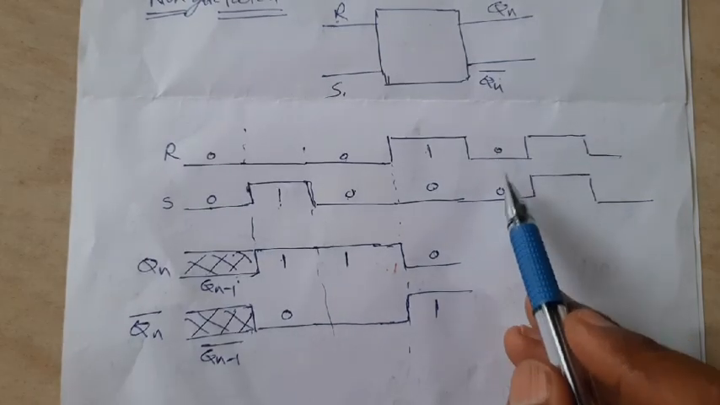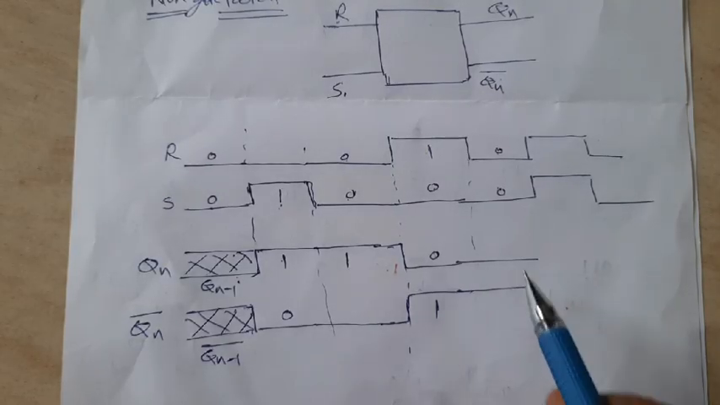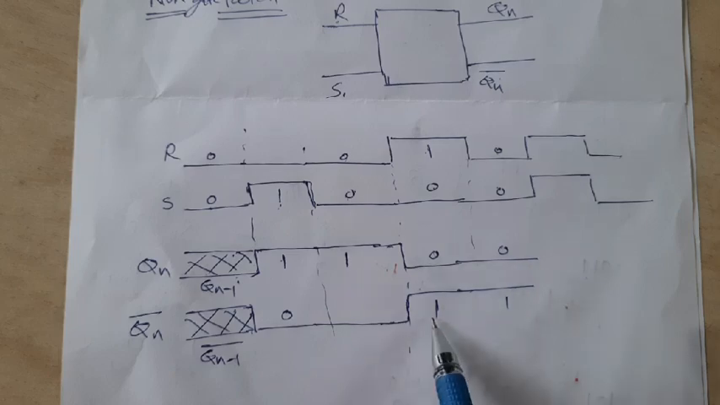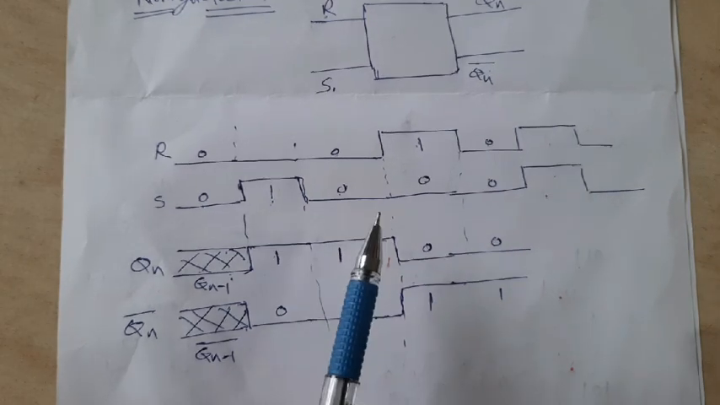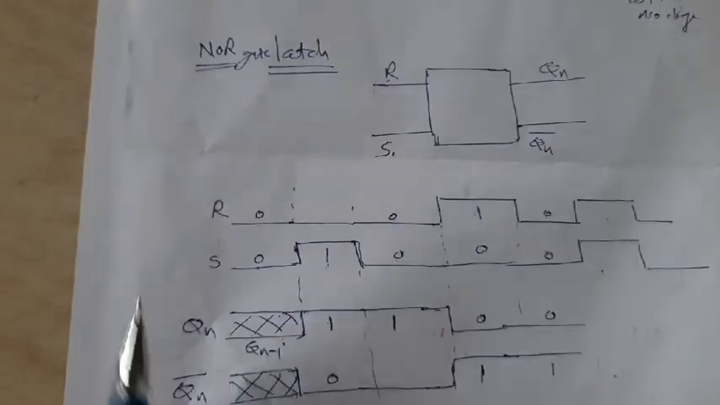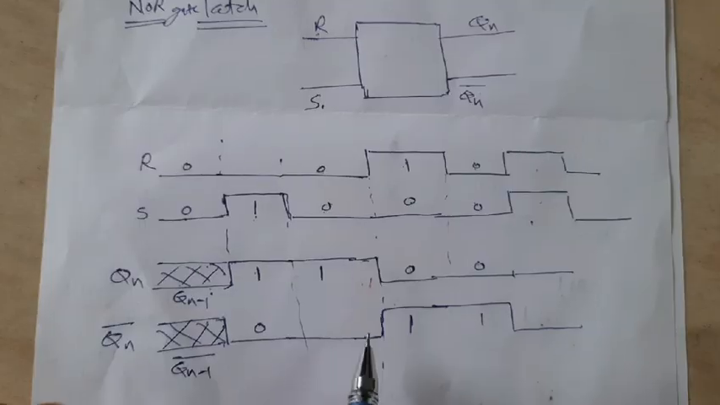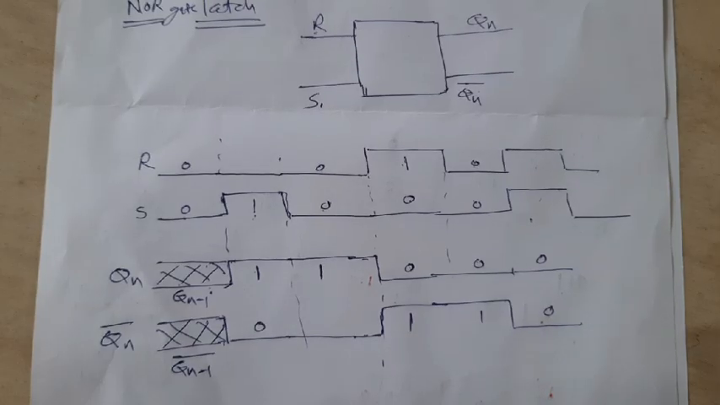Again, if R and S become 0, 0, there is no change, it remains reset, and QN bar remains 1. And if both inputs are 1, 1, we have observed that both outputs are 0, 0, and this state is illegal.